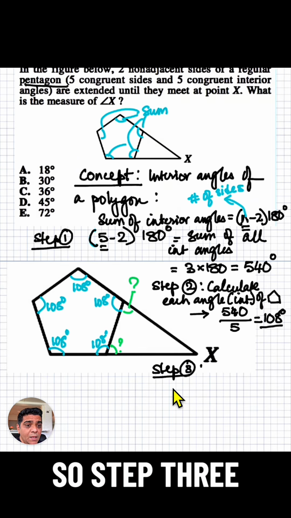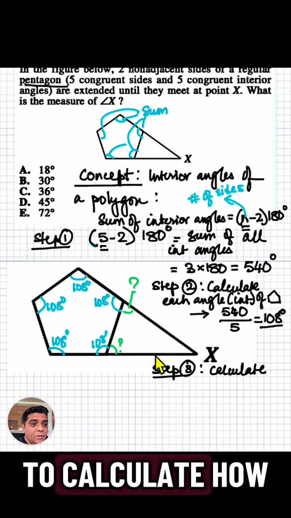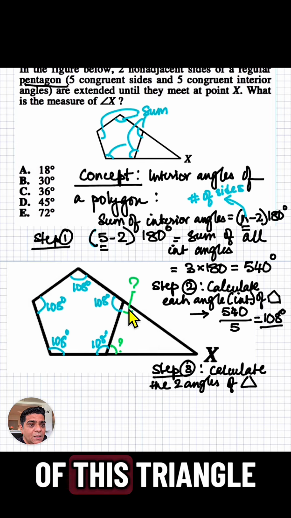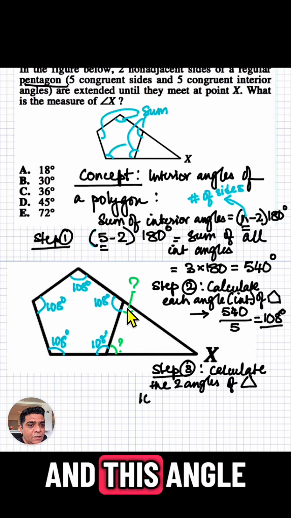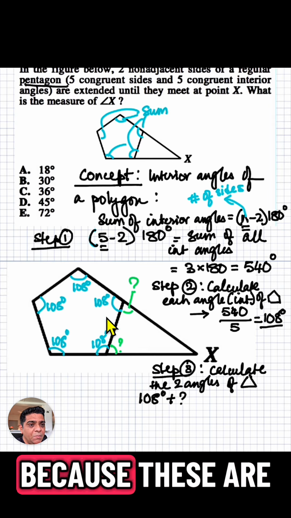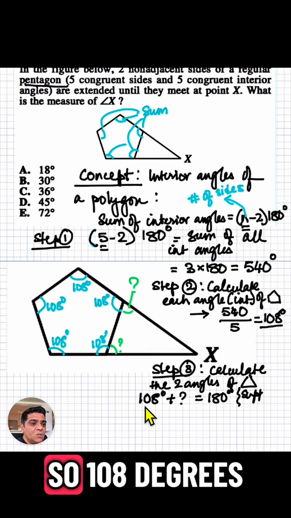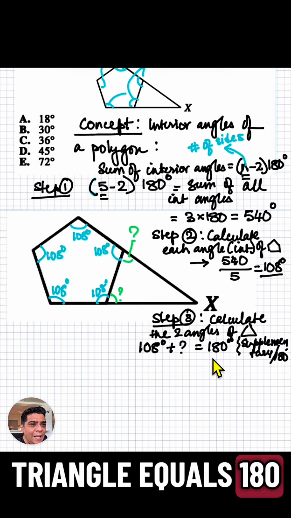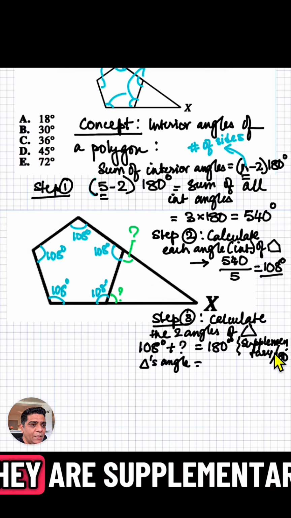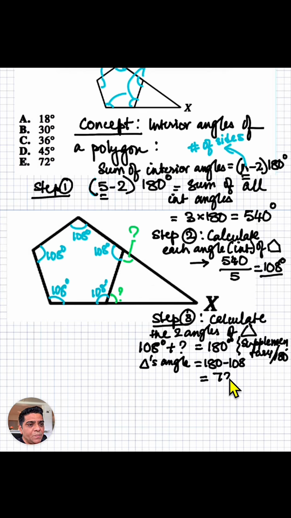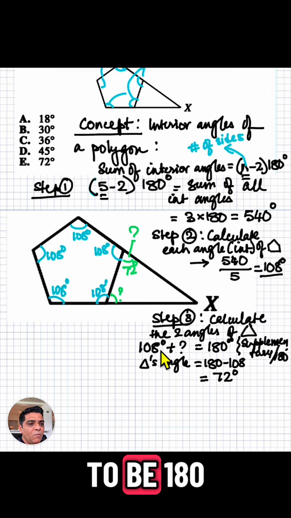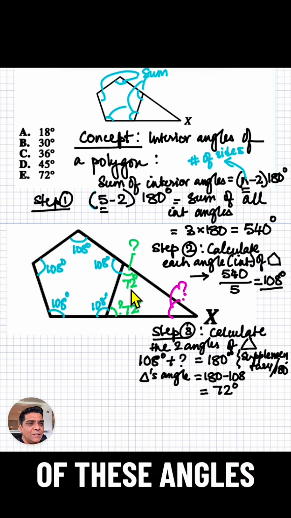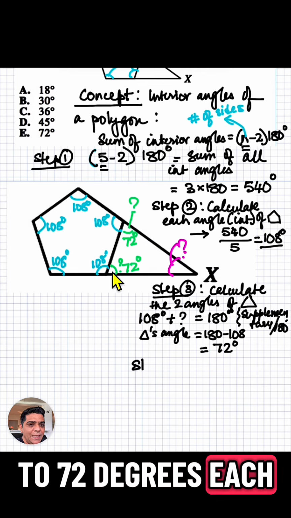So step 3 is we are going to calculate how much that angle of this triangle is. This angle and this angle are the same because these are both 108 degrees. So 108 degrees plus this question mark angle of the triangle equals 180, because they are on a straight line, they are supplementary angles. So it's going to be 180 minus 108 degrees, which gives each of these angles to be equal to 72 degrees each.